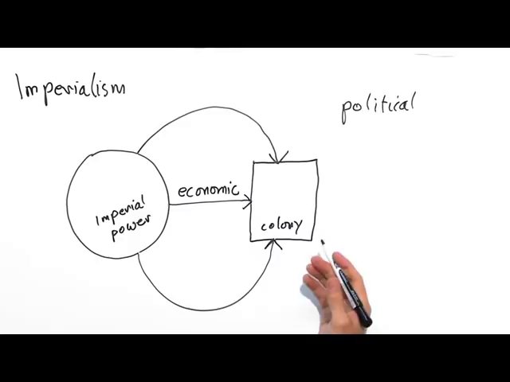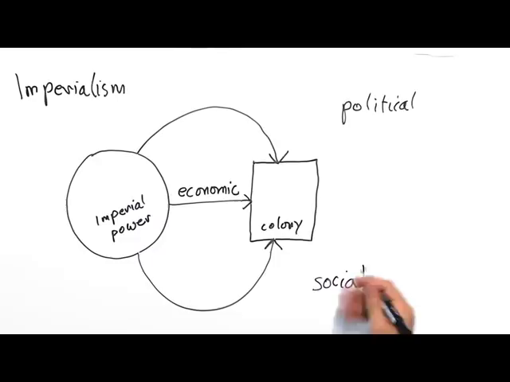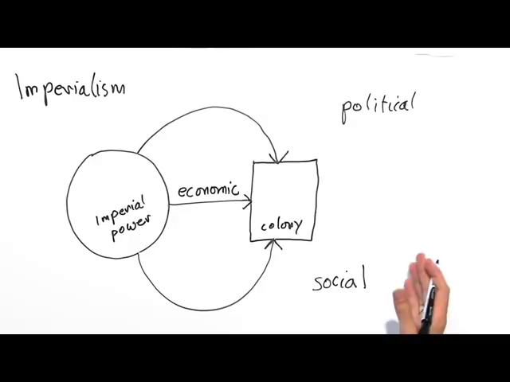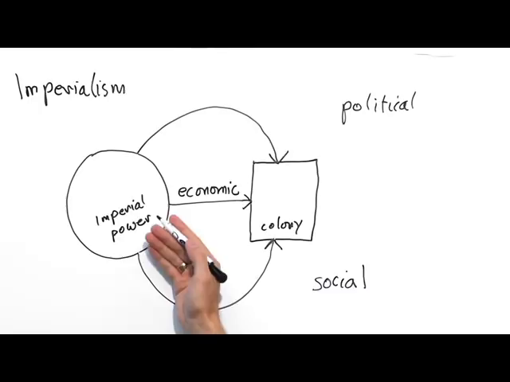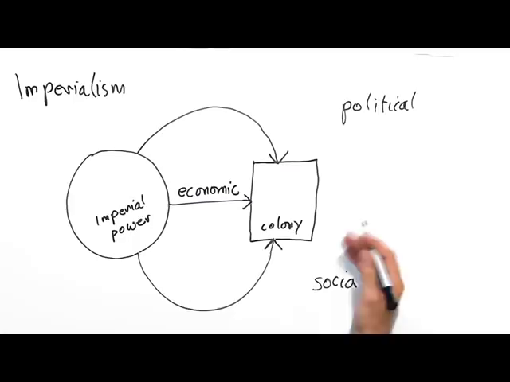The third instrument of control was social. And social control included things like language, education, the arts, and in most cases, the imperial power attempted to suppress or even destroy the local culture and customs of the people. Again, another instrument of social control. There was also the imposition of ideas from the imperial power to the colony. Ideas like racism, religion, capitalism. All of these things became part of the structure of control by the imperial power over the colony.